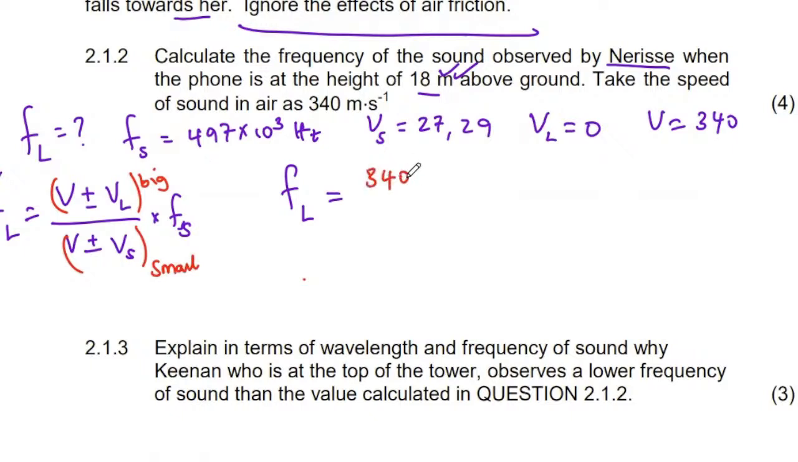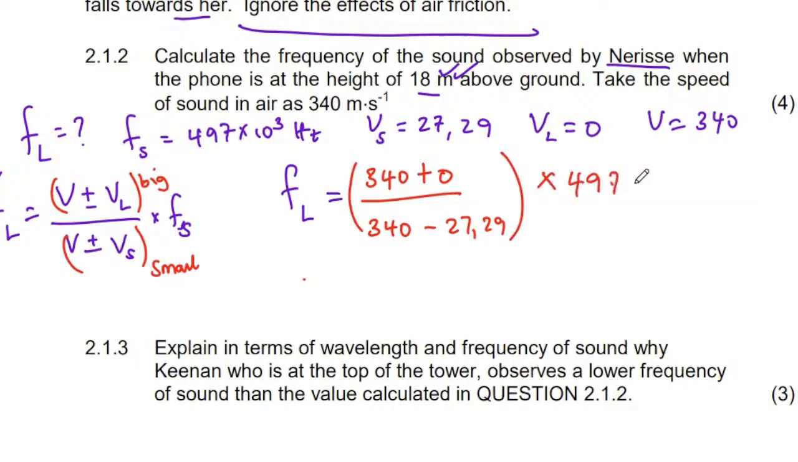So that is 340 plus the velocity of the listener, which is 0, over 340 minus the velocity of the source, which is 27.29. And then we multiply this by the frequency of the source, which is 497 times 10 cubed. So when I punch that into my machine, that's 340 divided by 340 minus 27.29, close that, times 497 times 10 cubed.